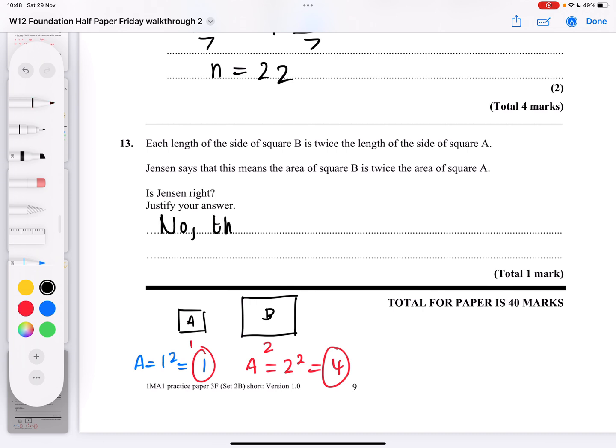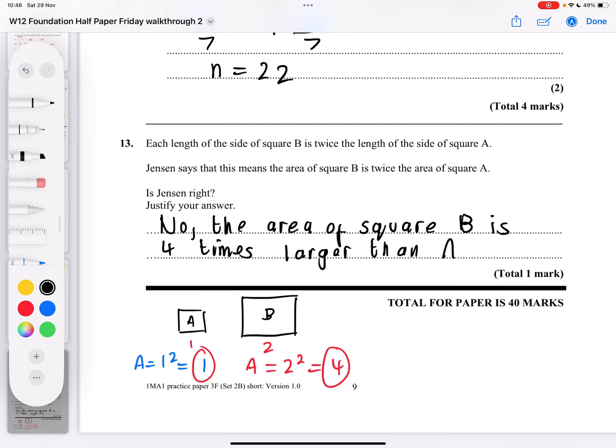No. The area of square B is 4 times larger than A. And that brings us to the end of this week's Half Paper Friday.